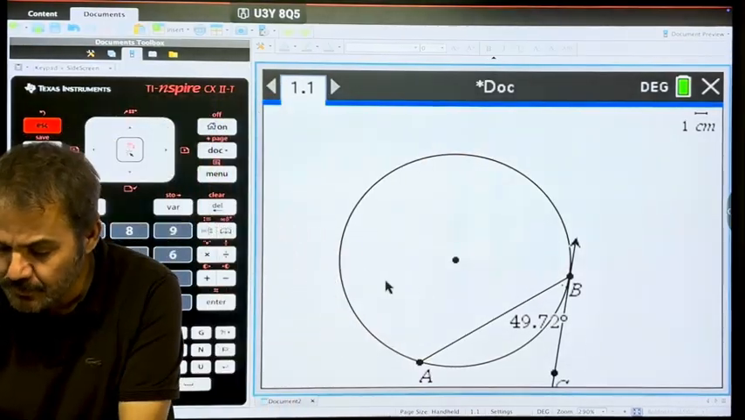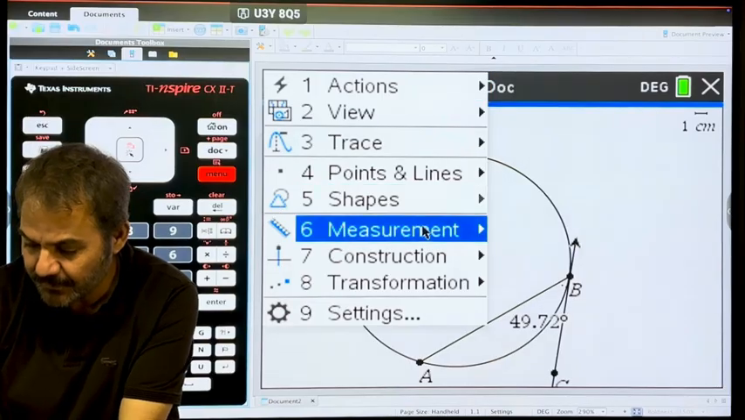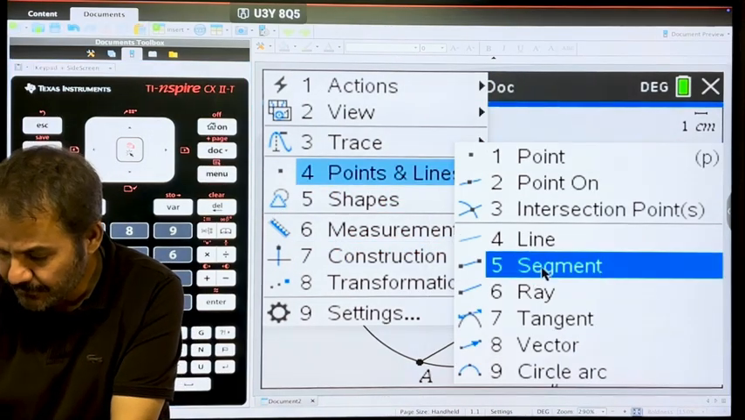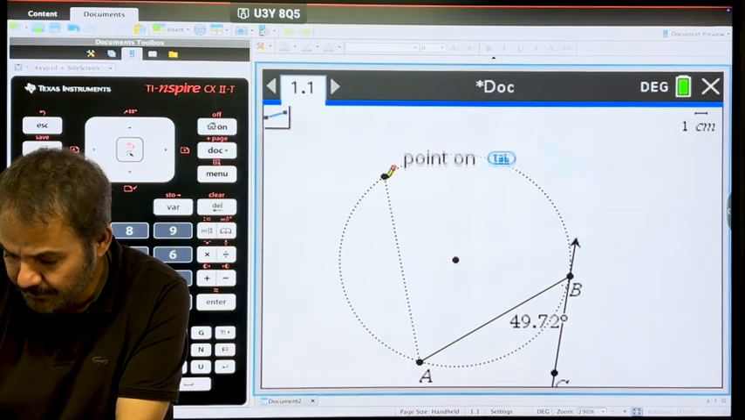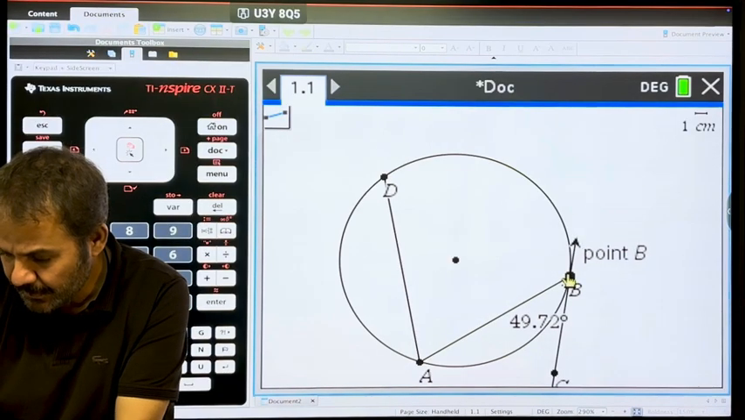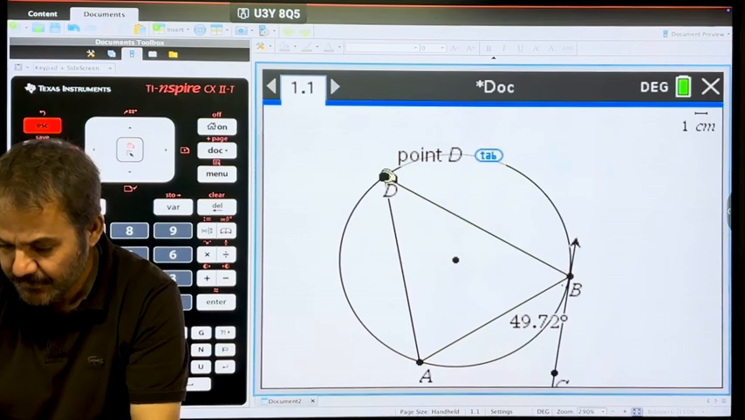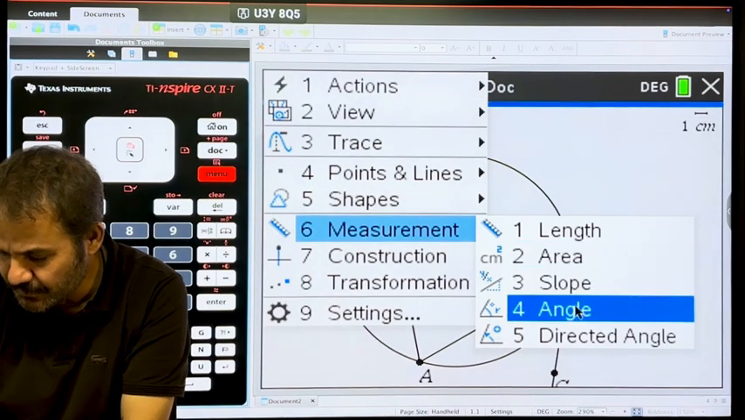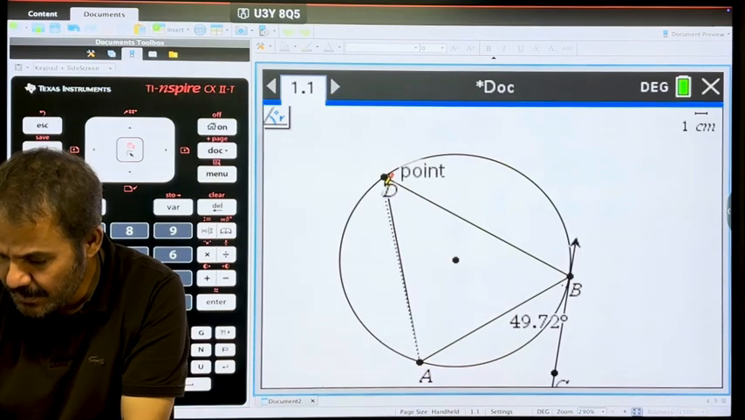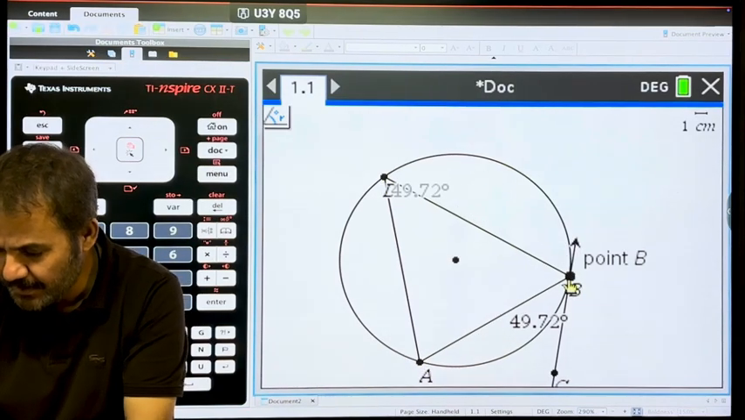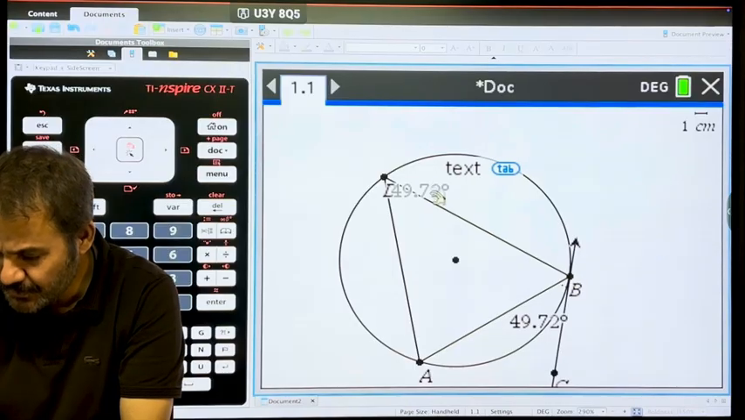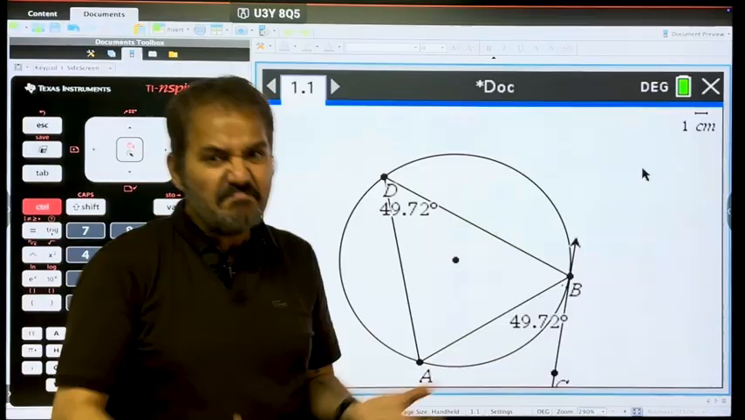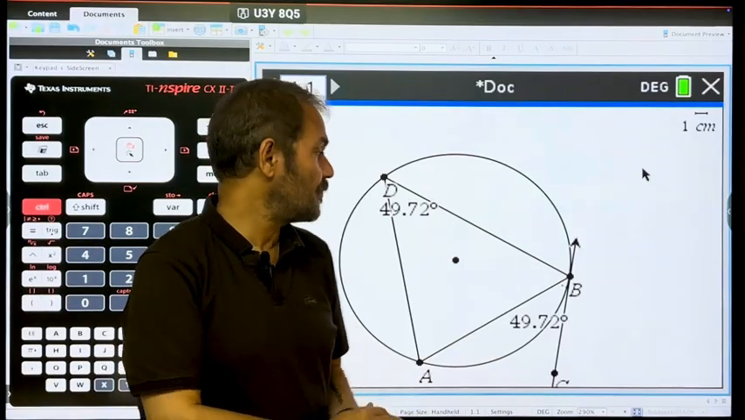Now what happens if you draw any angle in this segment? So let's go back to point and line, take a line segment, and let's draw a line here. An angle is made, and let's measure this angle. How much is this angle? So start from A to D to B. So angle ADB. And do you see how much this angle is? 49.72. They are equal. Maybe it's a coincidence. They are equal only in this case.